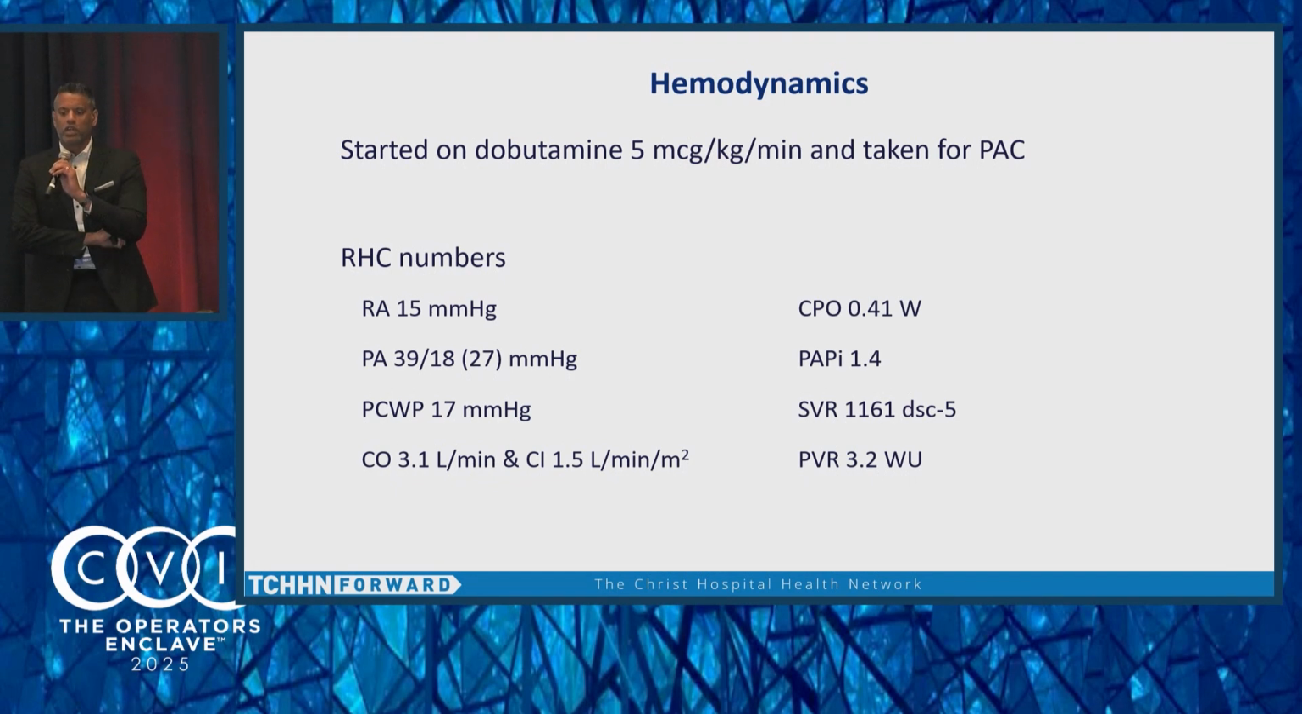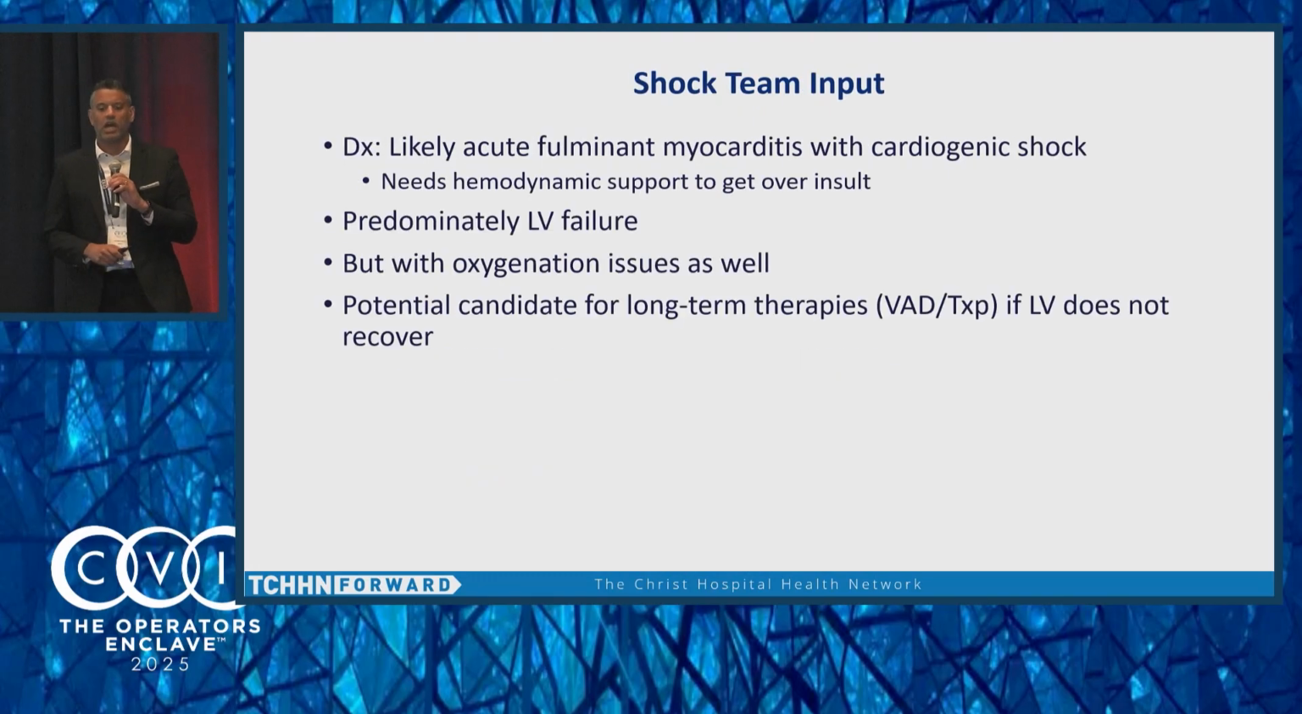If you look and try to decipher what this is, in our discussion we talked a little bit about potential etiology, as it may affect what we're going to do next, but also how we're going to recover this patient long term. We felt that although this was predominantly an LV failure, there was an RV component. The patient was also not oxygenating well, so we had a cardiopulmonary failure picture.